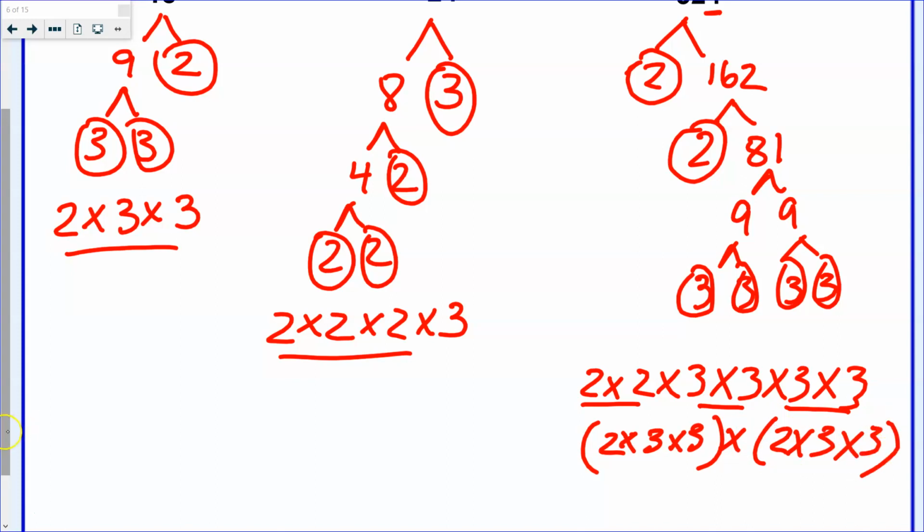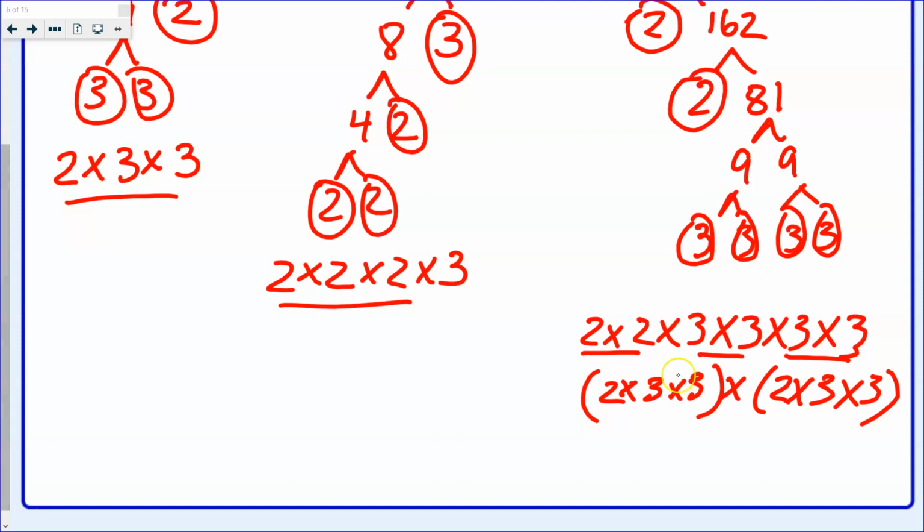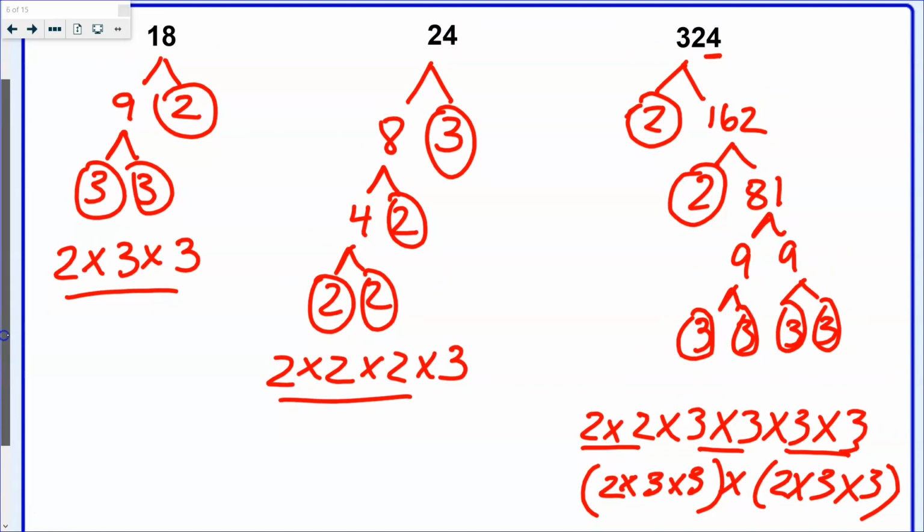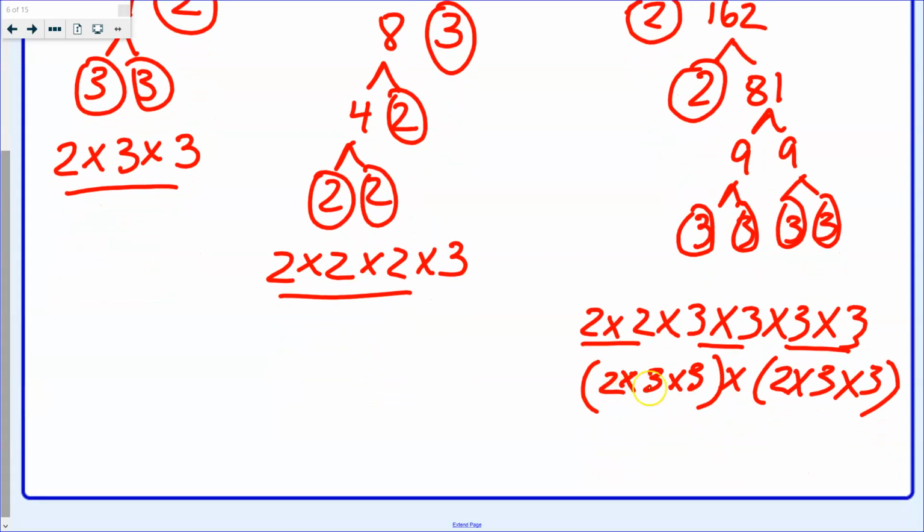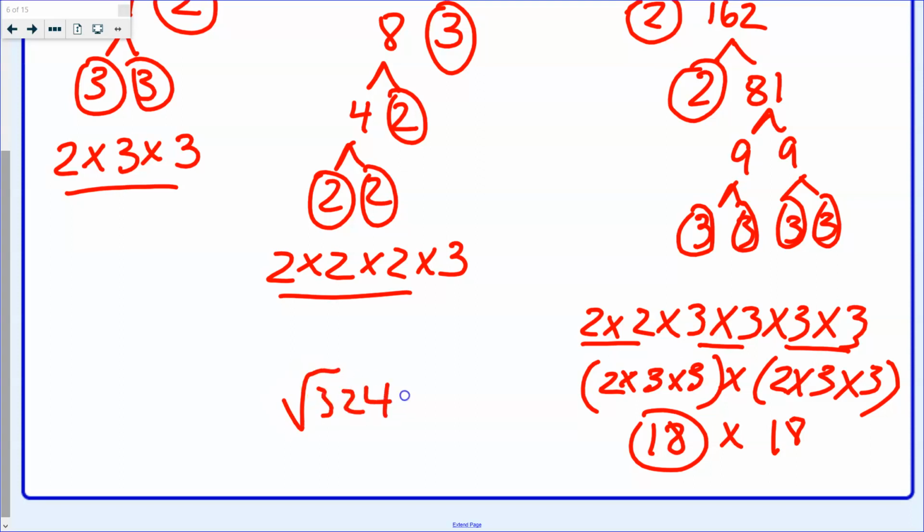Right now I already know that this is actually a square root because I can do that. Now to actually find the square root of 324, I'm going to go 3 times 3 is 9 times 2 is 18. And I got 18 times 18. So this tells me that the square root of 324 is 18.